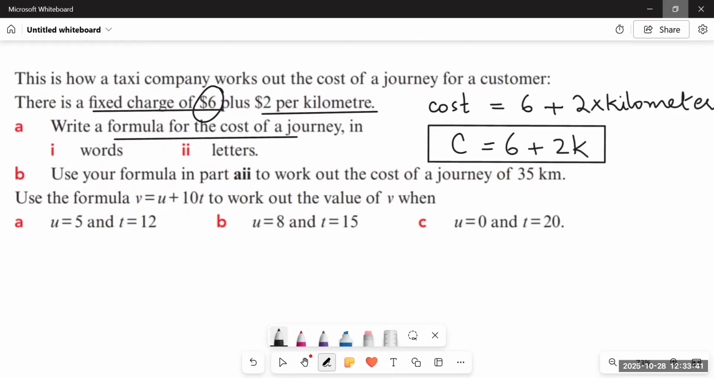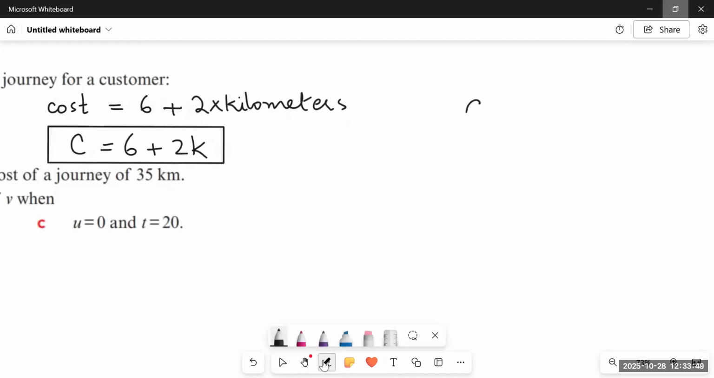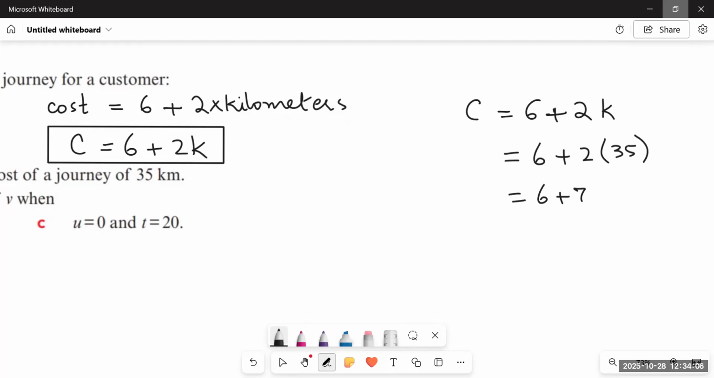Then they are saying use your formula in part A2 to work out the cost of a journey of 35 kilometers. So let's say if you are traveling 35 kilometers, how would you solve it? You will write the formula as it is. Since you have to find out the total cost of 35 kilometers, it would be 6 for the fixed charge, then 2 multiplied by 35, which is 70. So 6 plus $70 are to be paid as the total cost, which is $76. Okay, it means you have to pay $76 if you want to travel 35 kilometers.